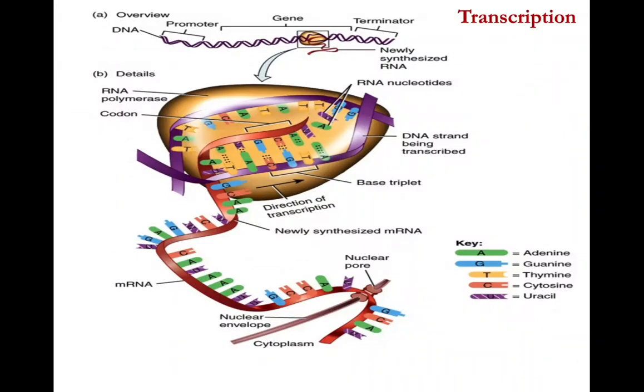So this is showing transcription occurring here. This is similar to copying the DNA, but instead of making a second DNA strand, you're going to make an RNA strand. So you've got the promoter, the gene, the terminator. The RNA polymerase is going to be here. What it's going to do is read these codons, 3 base pairs at a time. You're reading these base triplets, and it's going to tell you which tRNA to incorporate.